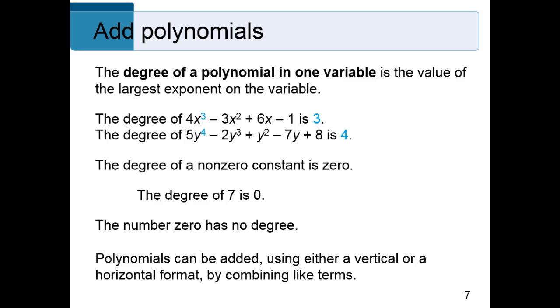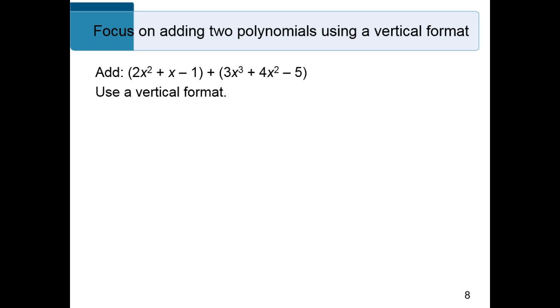Most things I like to do horizontally, but adding polynomials, I think I prefer vertical. Okay? I don't like to stand up that much. But let's try it. So let's add 2x squared plus x minus 1. Add to that 3x cubed plus 4x squared minus 5. Now it says use a vertical format.